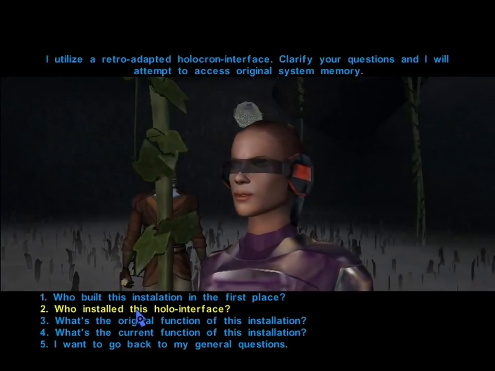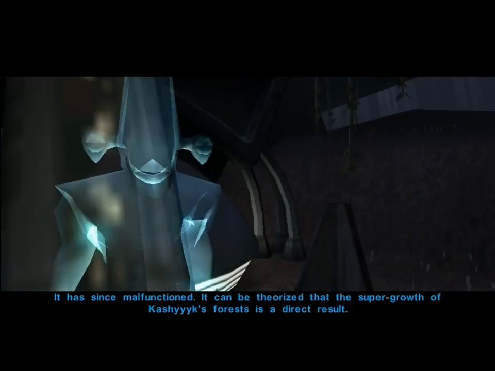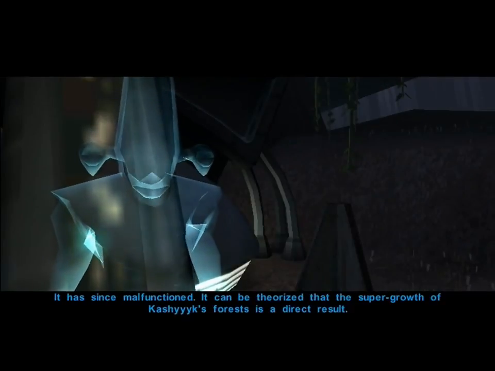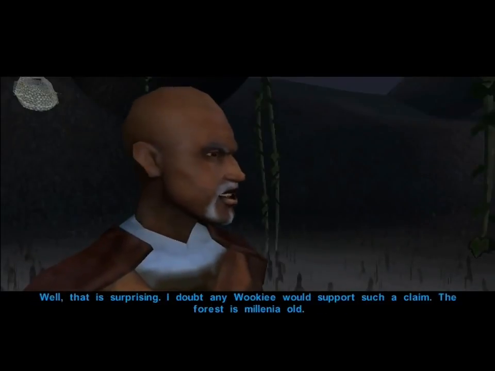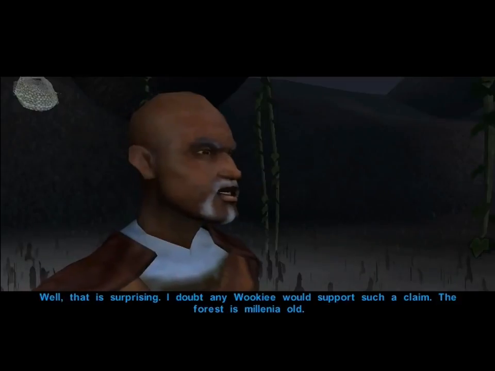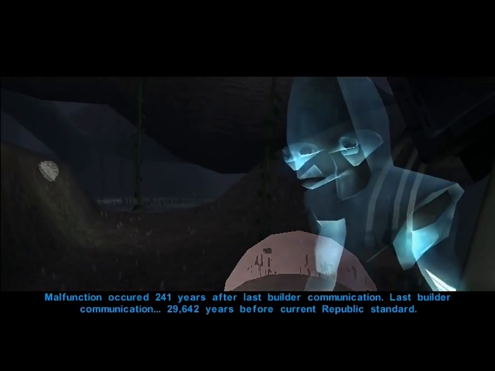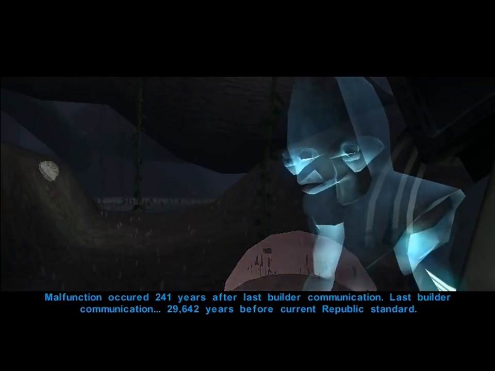Who built this installation in the first place? Error. Corruption. Extrapolating. This utility was built to monitor planet-wide agricultural reformation. It has since malfunctioned. It can be theorized that the supergrowth of Kashyk's forests is a direct result. Well, that is surprising. I doubt any Wookiee would support such a claim. The forest is millennia old. Malfunction occurred 241 years after last builder communication.